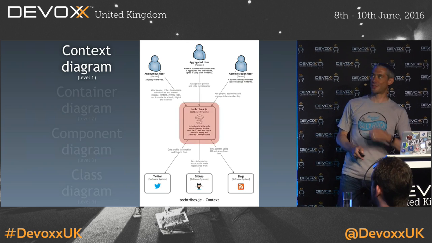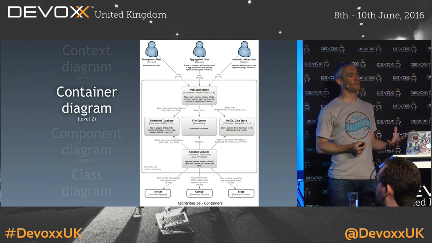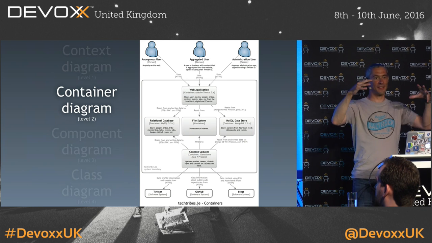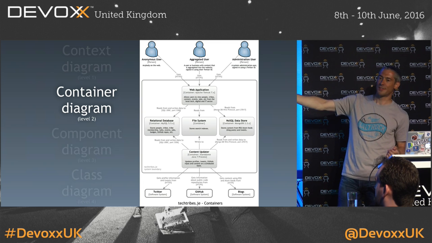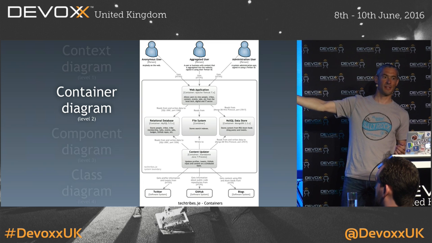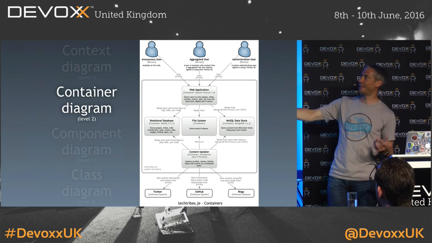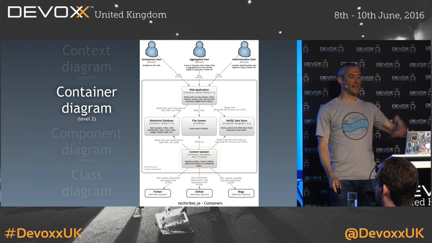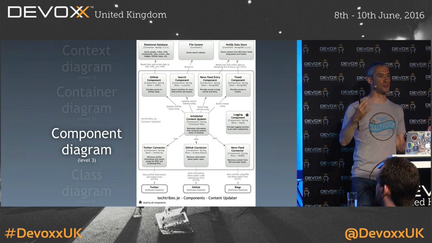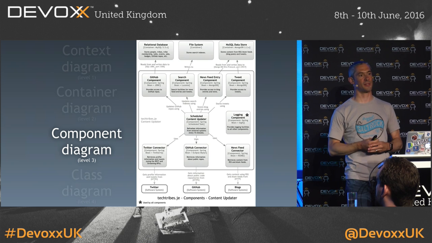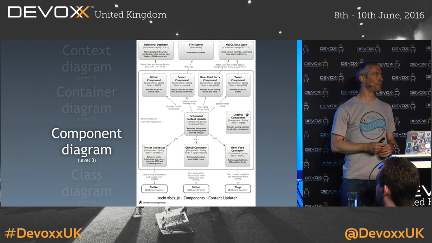If this was interactive, we could select it, pinch to zoom in, and now we get to level 2. This is the container diagram. And this shows you the various containers that make up that tech tribes system. Web app here at the top, standalone process at the bottom, the content updater, and some data stores in the middle. If we were interested in this content updater thing, we select it, pinch to zoom in, we get to level 3. And this is a component diagram that shows you the internals of that content updater process. It's just a bunch of Java Spring components, essentially.